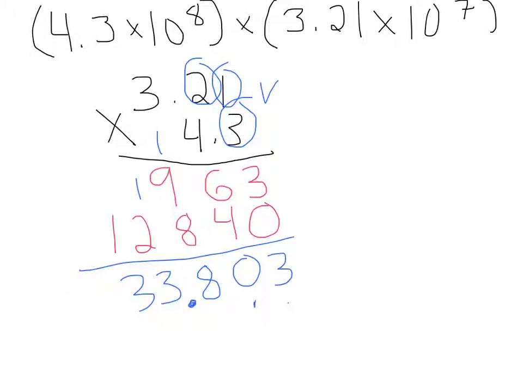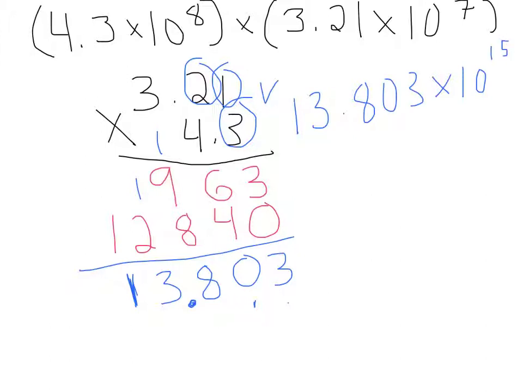So my answer, I messed up here. That should be a 1 right here. So let's erase that, and we'll put a 1 right here. Sorry about that. So we're going to do 13.803 times 10, and now we add our exponents and we get 15.